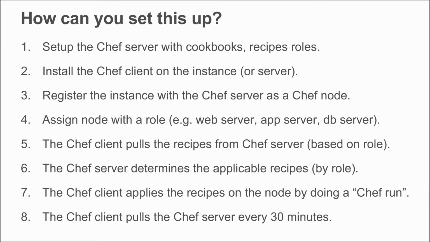So when the node is going to talk to the Chef server, it will identify itself as a web server, as an app server, a database server, right? So the Chef client that is installed on my instance pulls the recipes from the Chef server based on its role. And the Chef server determines the applicable recipes based on that role.